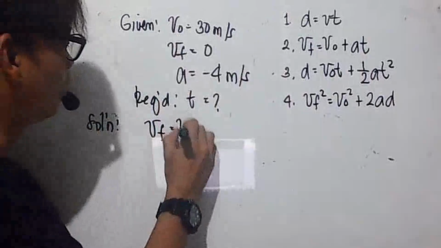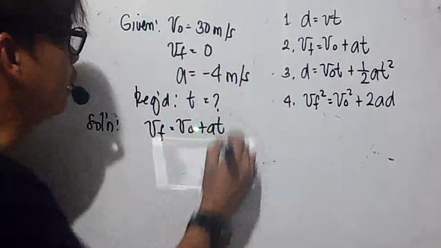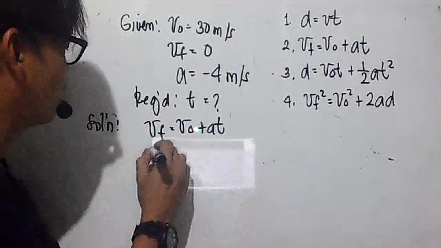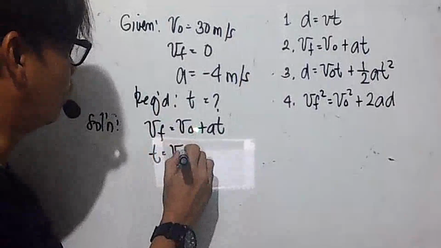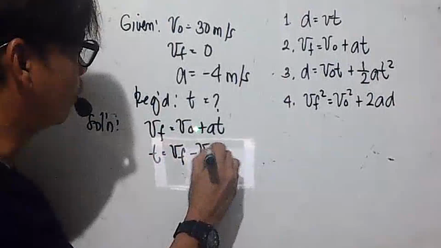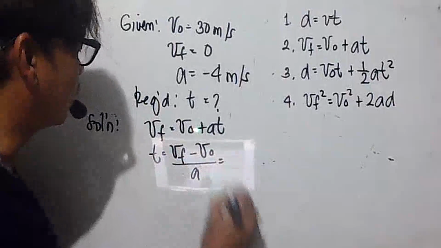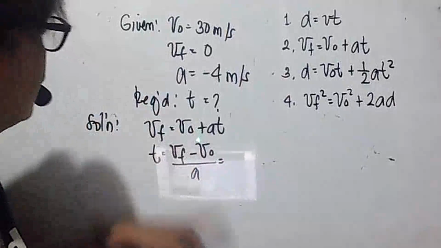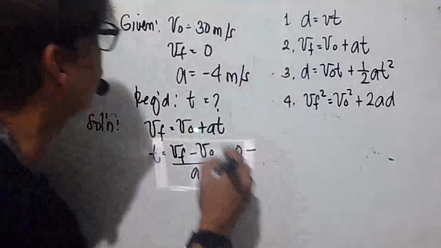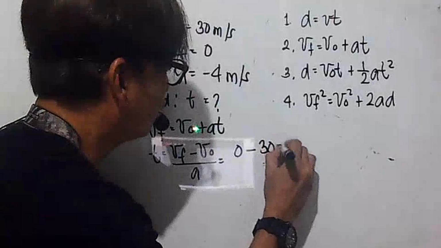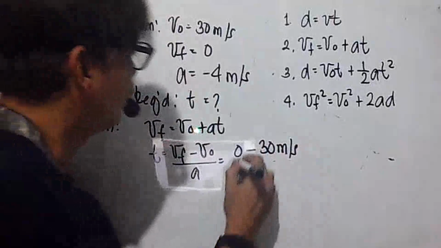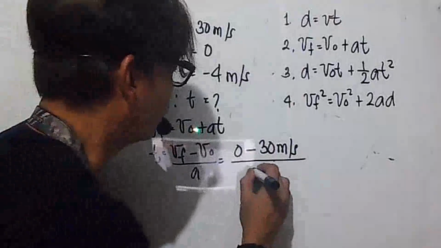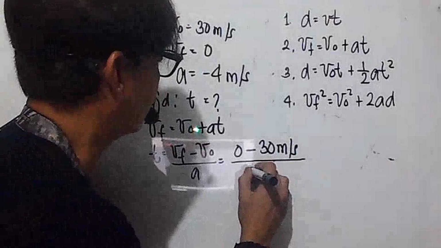VF is equal to VO plus AT. We're looking for time, so this is what we isolate. Your time is now equal to your final velocity minus your initial velocity, divided by your acceleration. Placing the data from the given, your final velocity here is 0, minus the initial velocity of 30 meters per second, then divided by your acceleration, or deceleration in this case, negative 4 meters per second squared.